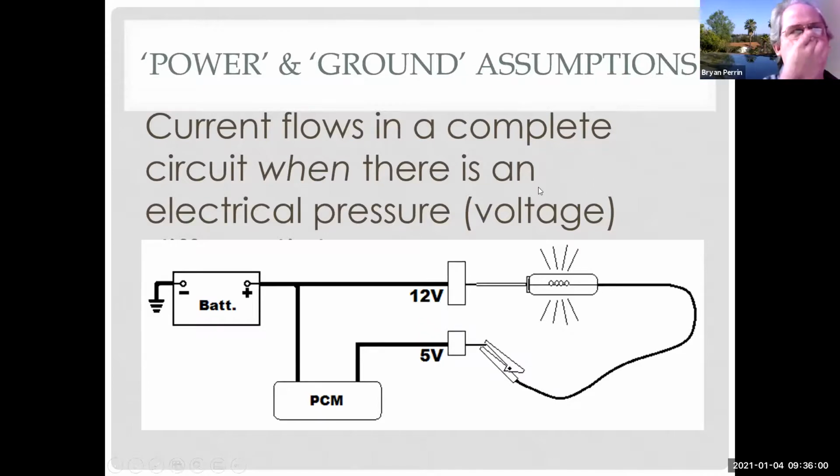But the key thing here is we don't want to assume something's ground, or we don't want to assume something's good power, which is why we don't use a test light, because if we assume things, we tend to make mistakes. And I wish someone had explained that to me 40 years ago.